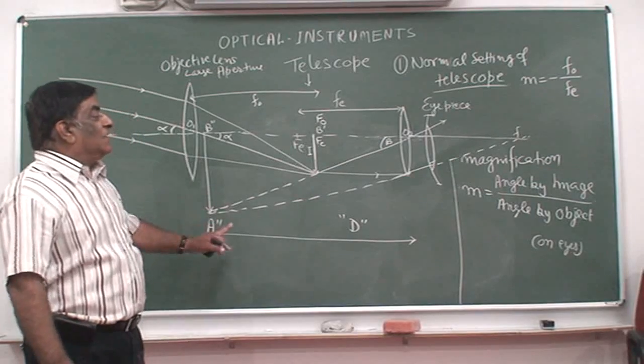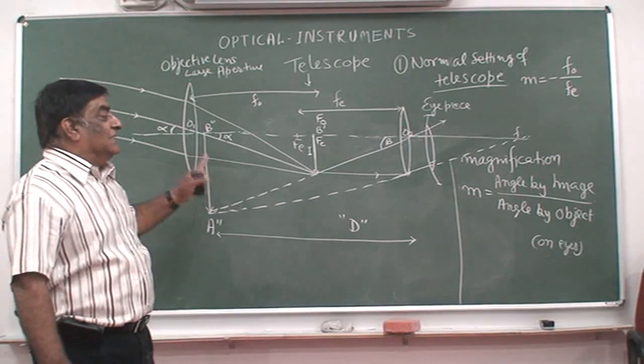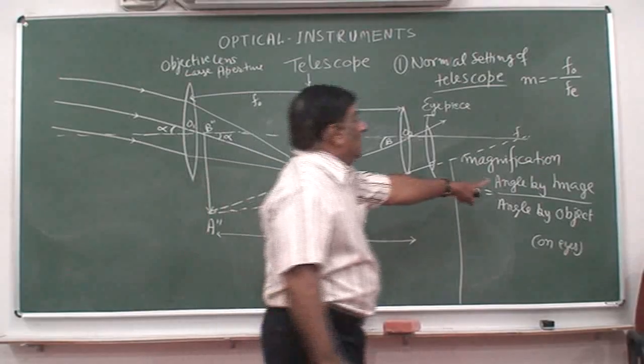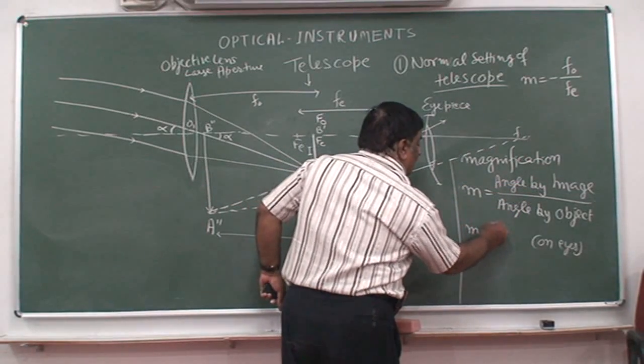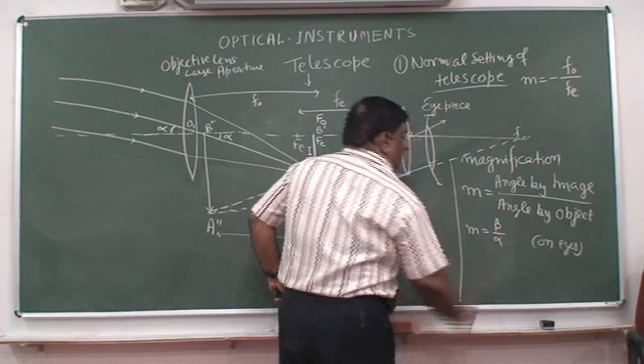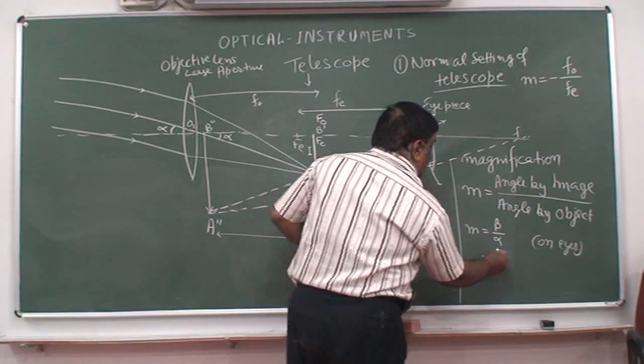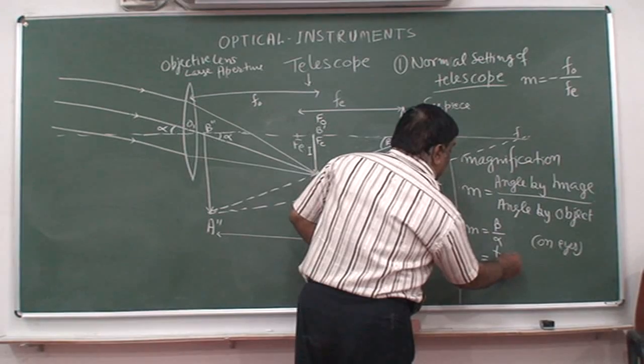Now we will calculate what the magnification of this should be. So magnification is angle by image upon angle by object. So M is equal to beta upon alpha. This is equal to tangent beta upon tangent alpha.